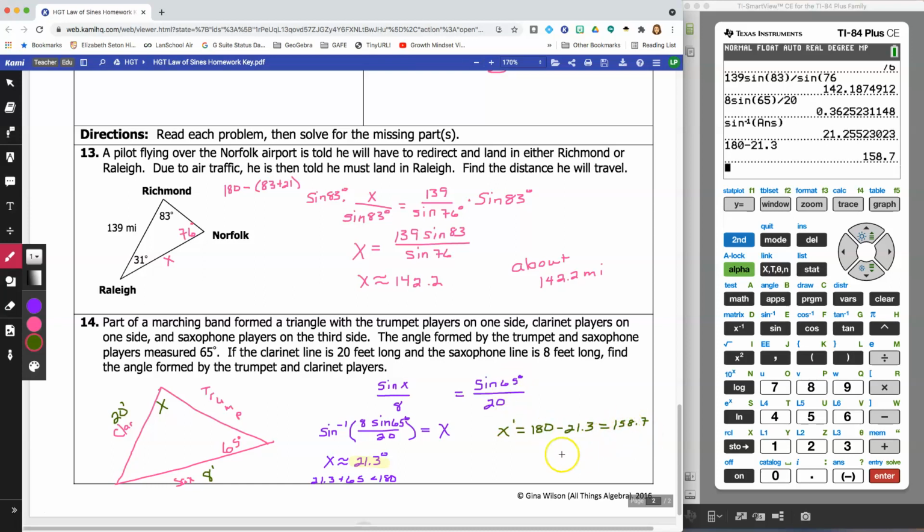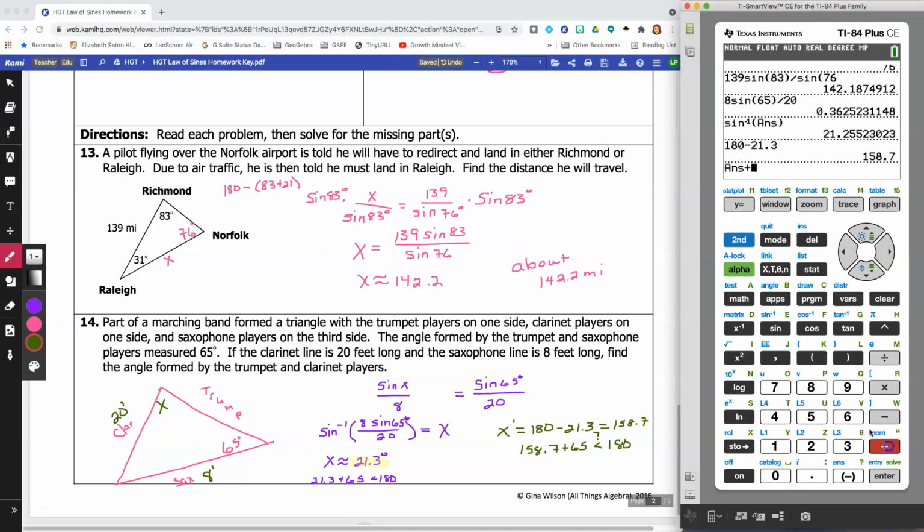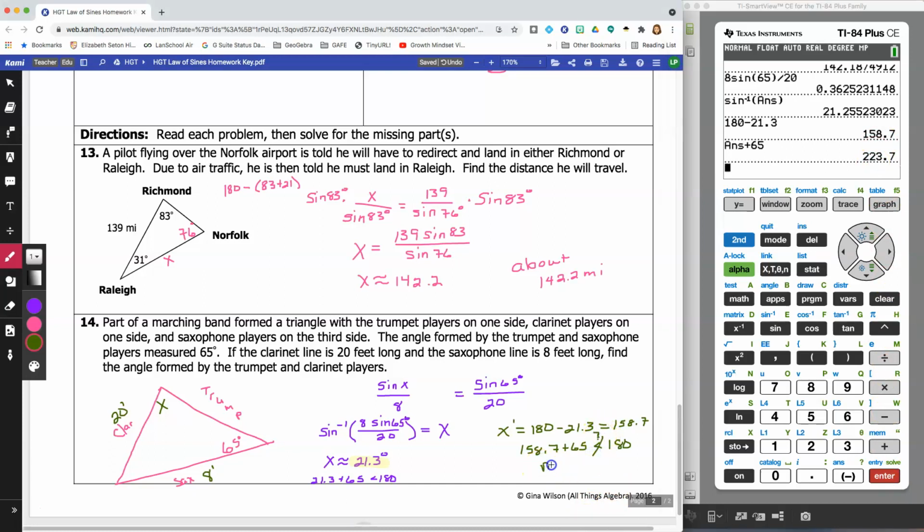So now I'm going to take this 158.7 degree angle, and what I have to find out is this. Can I add 158.7 to 65 and get a number less than 180? Is this possible? So if I take my 158.7 and I add 65, and the reason I'm adding 65 is because that's the angle I already know is in the triangle, when I do that, I get 223 degrees. So no, this is not less than 180, which means this is not a solution.